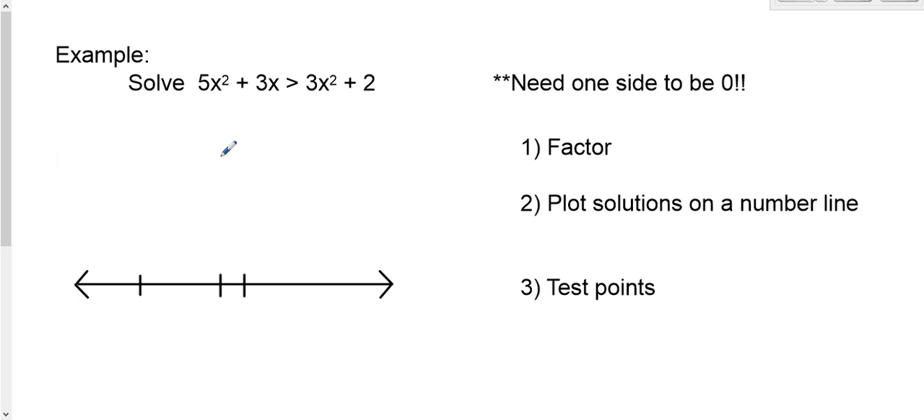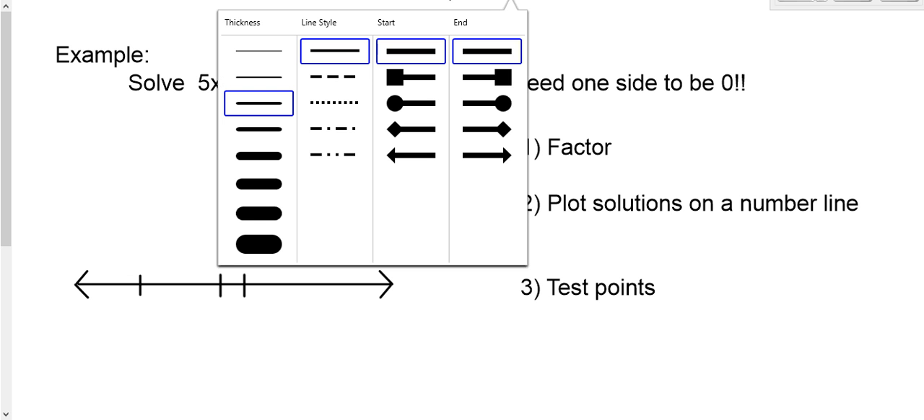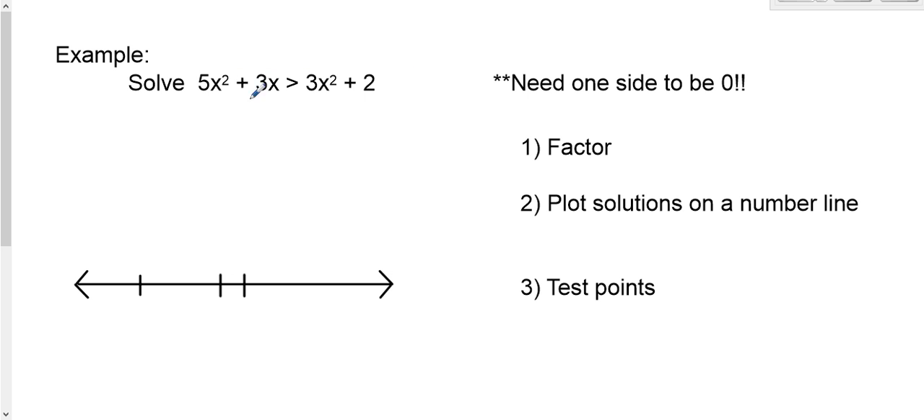Now let's look at another example. I need to solve 5x squared plus 3x greater than 3x squared plus 2. I think in the notes I had greater than or equal to. So let me write that in, to make sure this looks the same as our notes. So that's greater than or equal to.